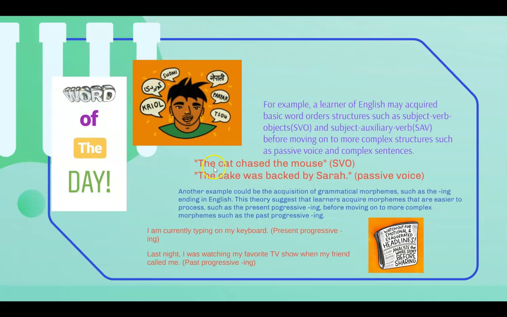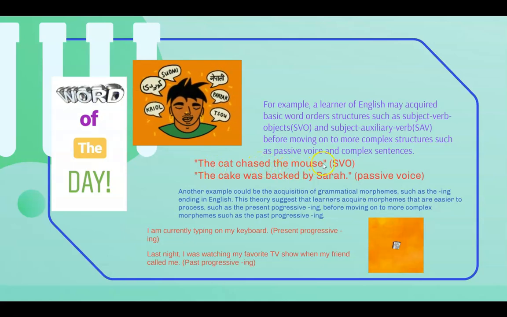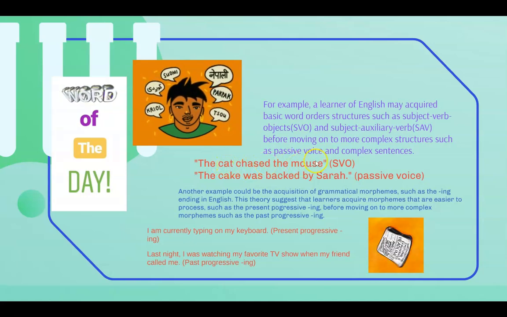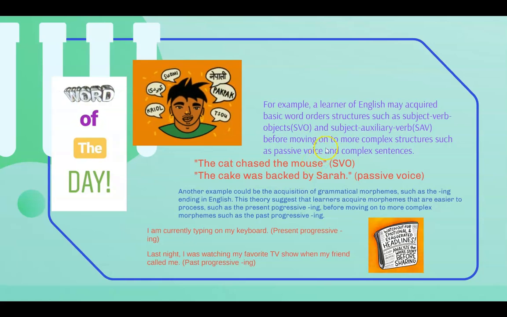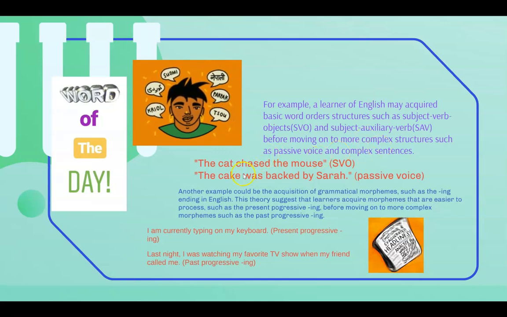Here is an example like the cat chased the mouse. So we see here the subject, the verb, and the object. But then in this theory, it's going to be moving to more complex structures. Like for example, in this sentence, the cake was baked by Sarah, which is in passive voice.